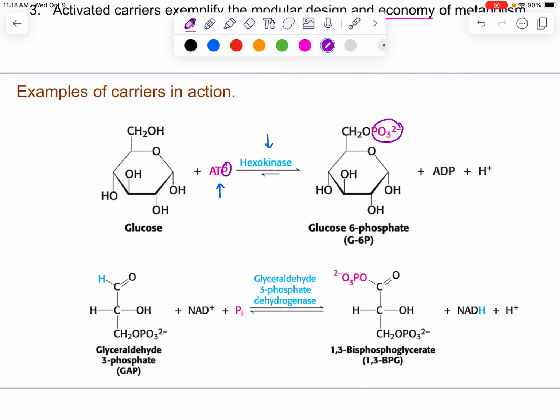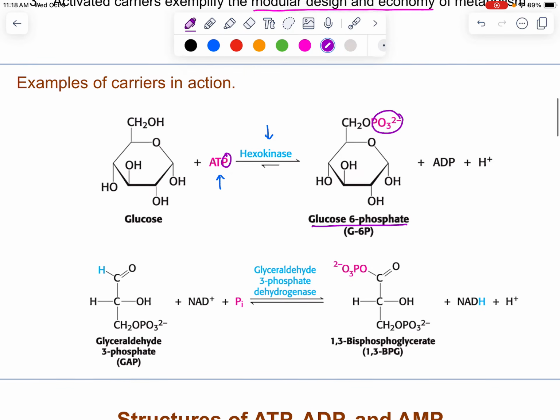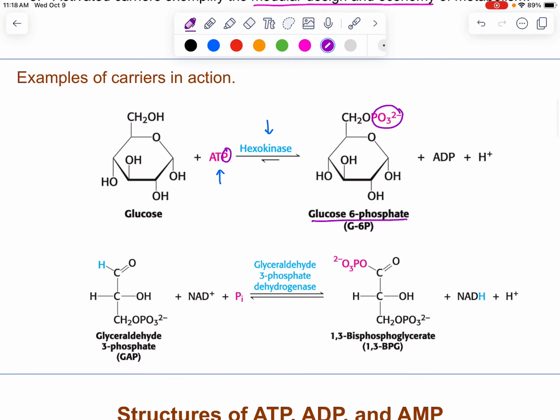And this is a molecule, this glucose 6-phosphate, that we're going to see again in glycolysis. This is important because this activates the glucose. It tags the glucose so it can enter metabolic pathways. And we're going to look at that pathway, one of those in glycolysis. Let's look at the second reaction.